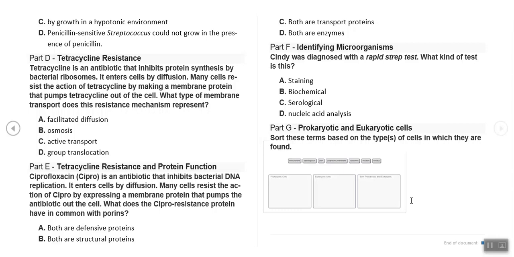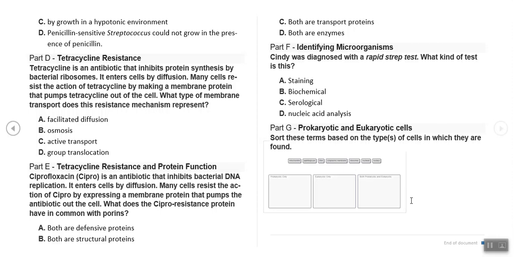Part E. Ciprofloxacin is an antibiotic that inhibits bacterial DNA replication. It enters the cells by diffusion. Many cells resist the action of cipro by expressing a membrane protein that pumps the antibiotic out of the cell. What does the cipro-resistance protein have in common with other porins?